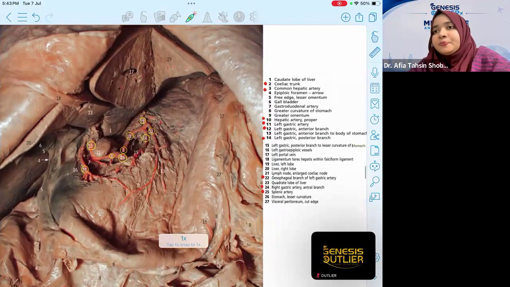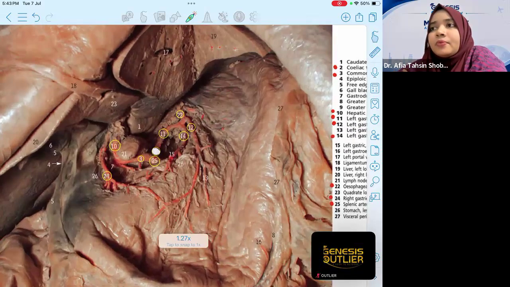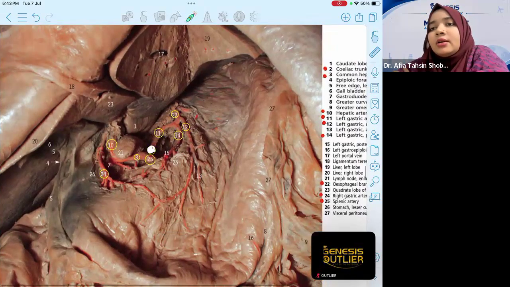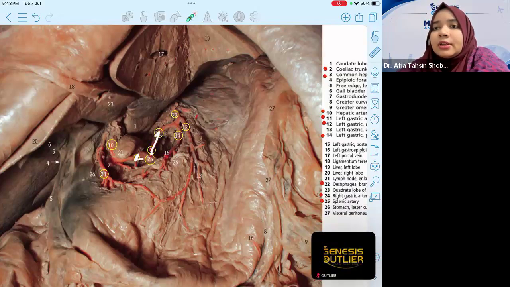Now come to this image. So here is the cadaveric image of celiac trunk. This 2 is celiac trunk, and this upward branch is left gastric artery. This left passing branch is splenic artery, where this one, 25, is splenic artery. And this right sided passing vessel is common hepatic artery.